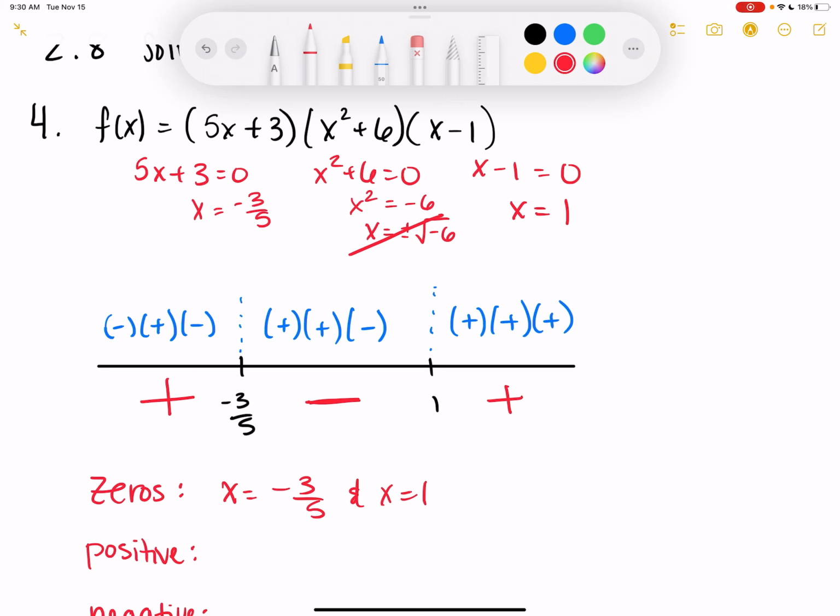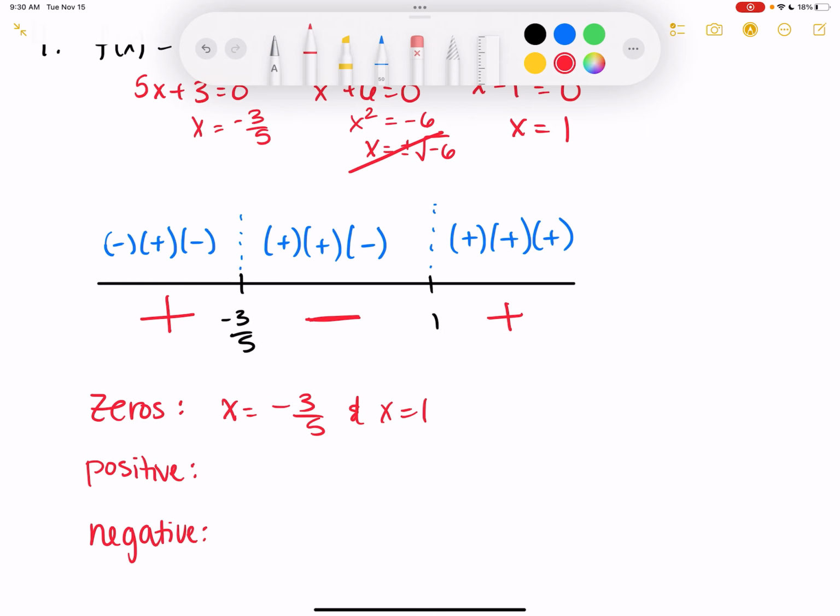So our positive region, we would have from negative infinity all the way up to negative 3/5, not including, union from 1 to infinity is the other positive region. Then my negative region is from negative 3/5 to 1. And they're not including because those are actually the zeros. Okay, so we just want where it's positive or where it's negative.